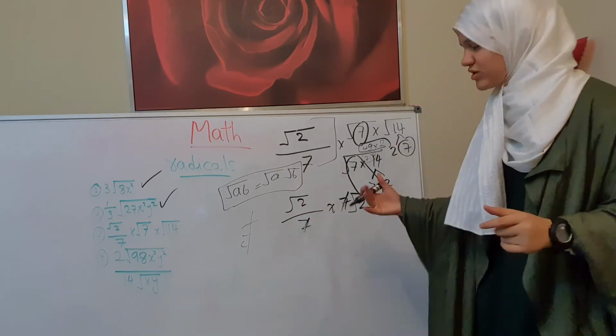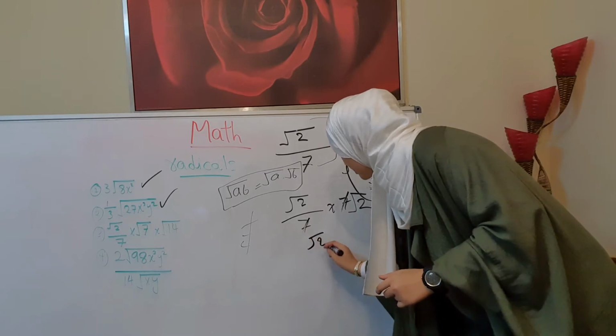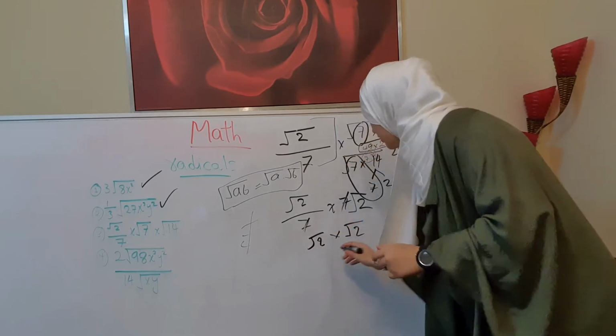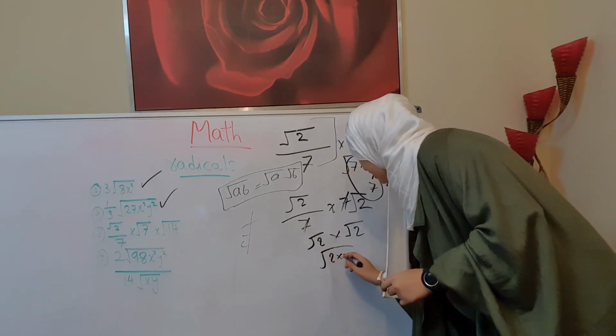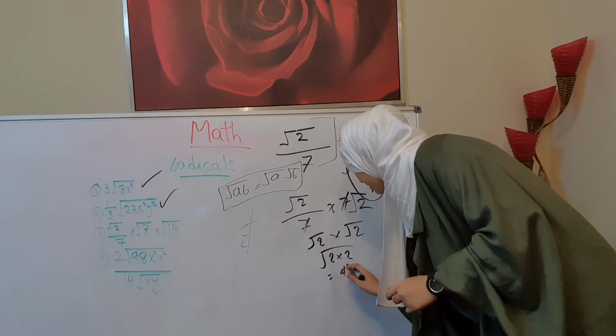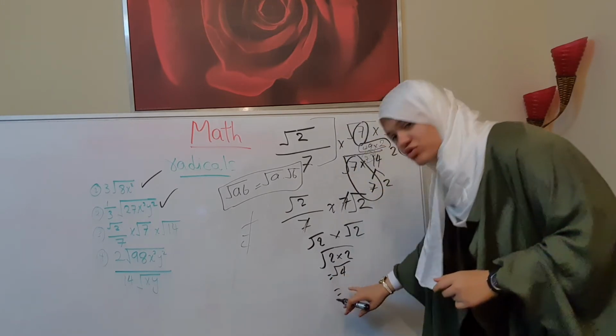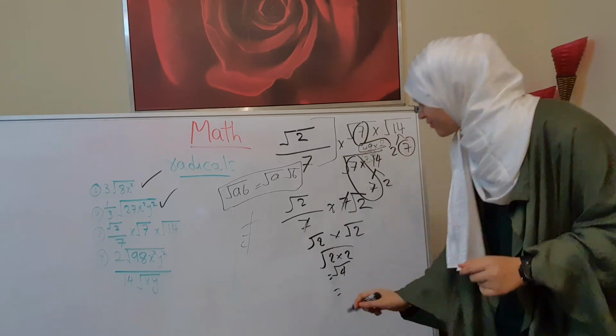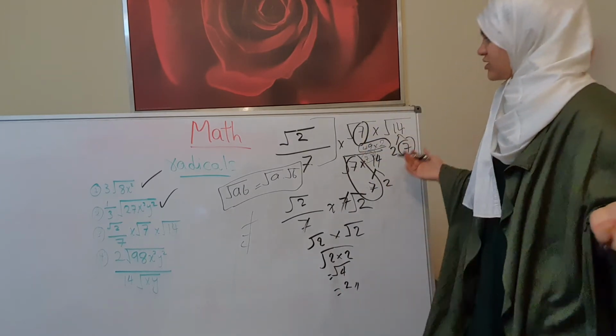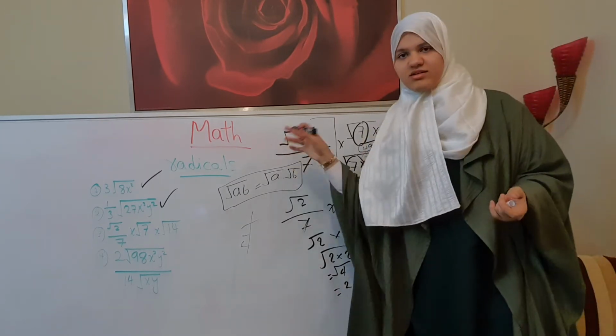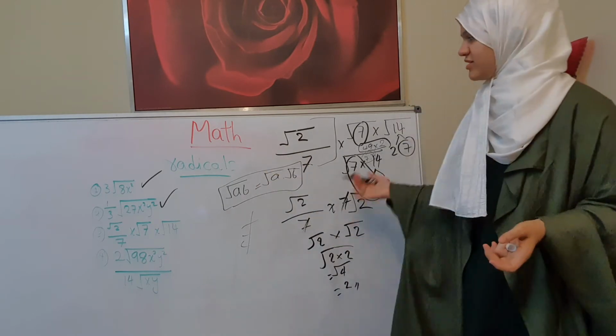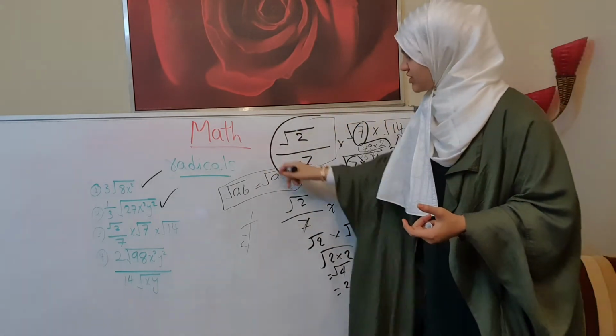Now what we have is radical 2 times radical 2, and you know if we make radical 2 times 2 it will be 4, that means radical 4, and the square root of 4 is equal to what? 2. So this is the answer of question number 3.